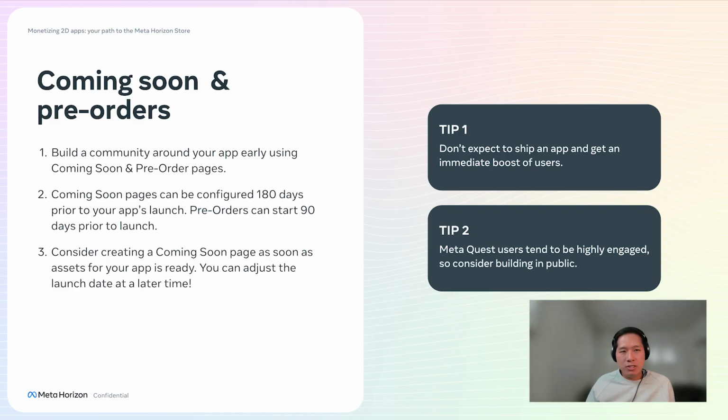The main difference between a coming soon and pre-order page is in the type of actions that users can take. So for a pre-order app, users can pre-order your content by making a commitment to pay for that content when it's released. Coming soon pages allow users to just wishlist your app. You can graduate your app from coming soon to pre-orders at any time.